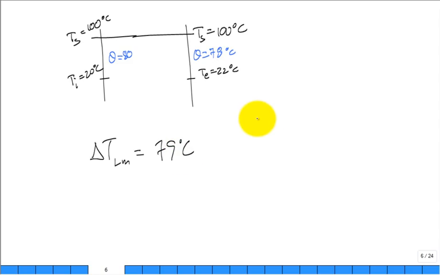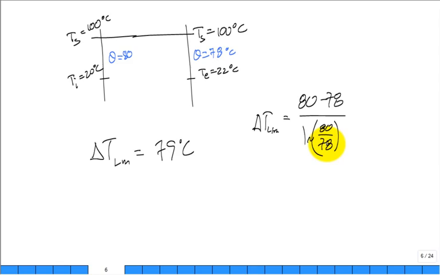Let's make the calculation. Delta T log mean is equal to theta on the inlet, 80, minus 78 divided by the natural log of 80 divided by 78. Somebody want to run that for me? Do you get that it's around 79? 79.0. Yeah. Perfect. Okay. This is kind of the extreme where really the fluid's not changing temperature. But you could do another case.